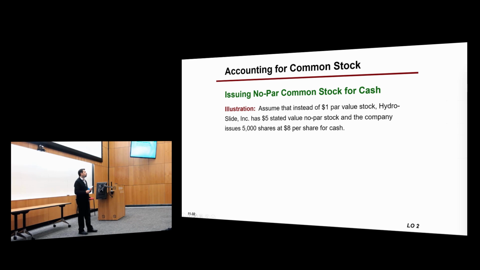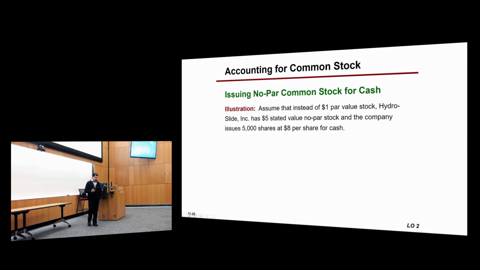Now, if the company is issuing no par common stock, but the common stock has a stated value, the stated value is actually treated in the same way as par value. The difference will be in the word. You replace par value by stated value. So you would have paid-in capital in excess of stated value. Now, for example, assume that instead of $1 par value stock, Hydro issues $5 stated value. It has no par value. It has a stated value of $5.